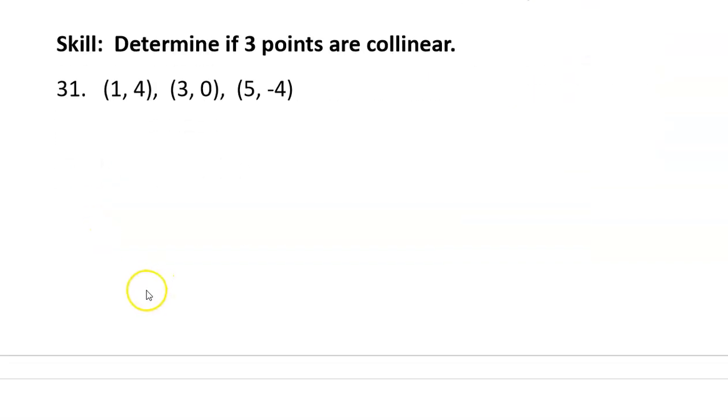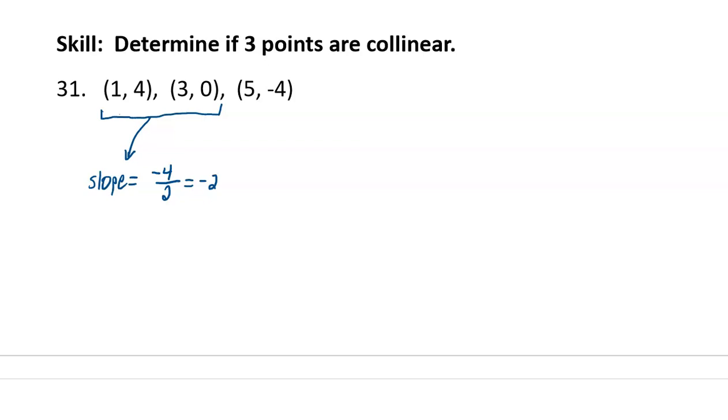The next skill, determine if 3 points that are given to you are collinear. Do the 3 points line up on the same diagonal line? Points that are collinear have the same slope. So let's find the slope between point 1 and point 2. From 4 to 0, it's decreased by 4 units. From 1 to 3, it's increased by 2 units. This reduces to -2.